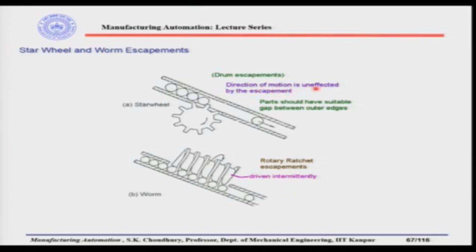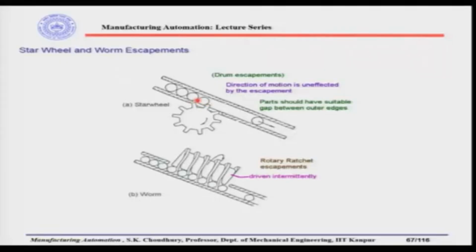Now, the direction of motion is unaffected by the escapement, that is one thing. Parts should have a suitable gap between the outer edges. Here, by virtue of the size and shape of the part, that is the round shape, you can see that there will always be a space for the star wheel tooth to go in and then segregate the other parts, and one part can come to the assembly machine.